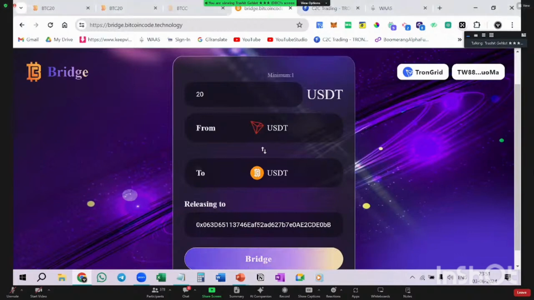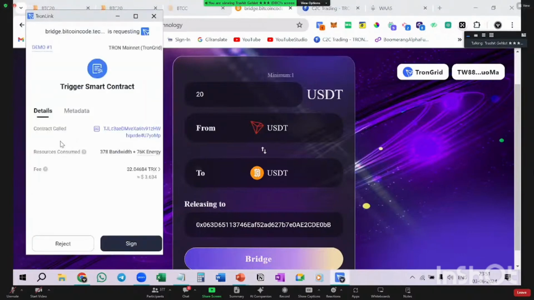Now, just tap on this bridge, and as you can see, the gas fees is 32 TRX. Now, in dollars, it will be approx $3.6 almost, right? If you compare with the rate of Tron.